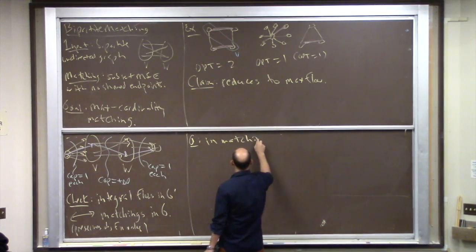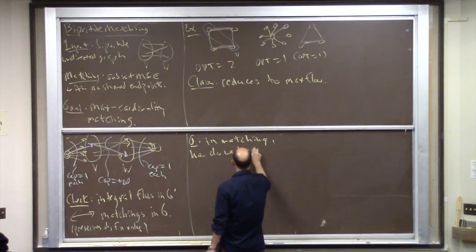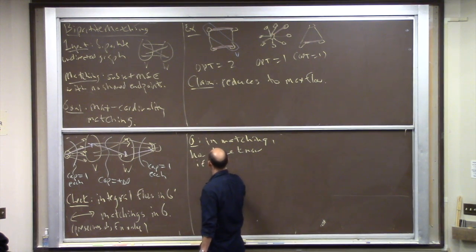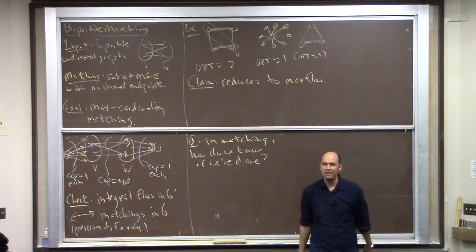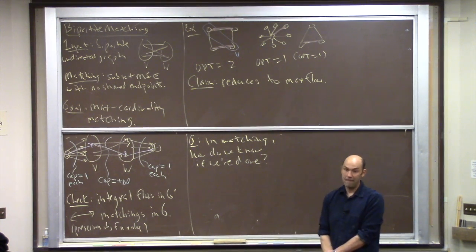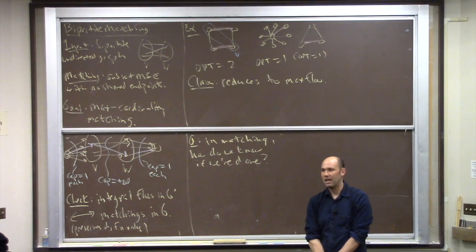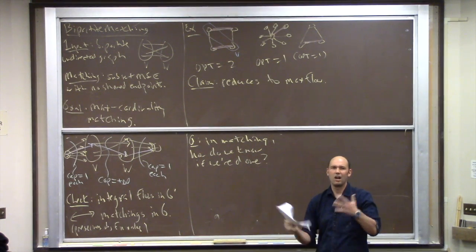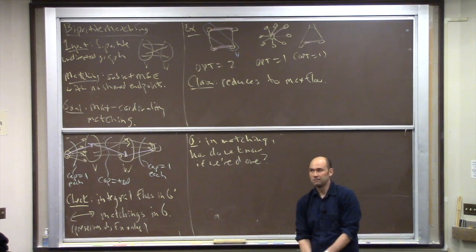So in bipartite matching, how do we know if we're done? I.e., if someone handed you a matching on a silver platter, how would you know whether or not it was a maximum matching? Now, if it was a perfect matching, you'd be like, okay, good job. Can't do better than that. But what if there's like 100 vertices and someone gives you a matching with 42 edges, claims it's maximum? How do you know if you're done?